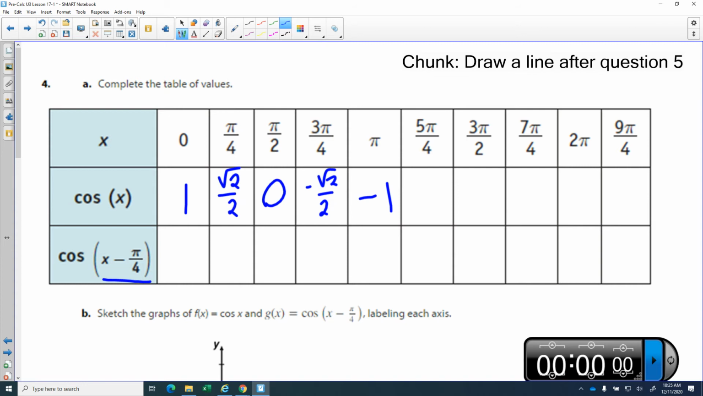Well, the idea here I want you to think about is what's actually happening in your graph. It's actually pushing your values left 1 unit. So for example, if I were to plug 0 in for that x, technically this would be the same as cosine of negative pi over 4, which if I plug that in the calculator or work that out, that would come out to be negative square root of 2 over 2.